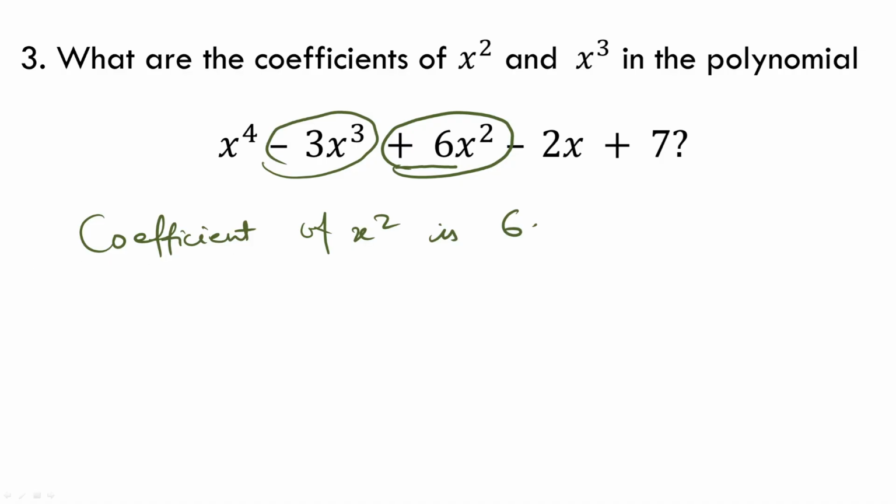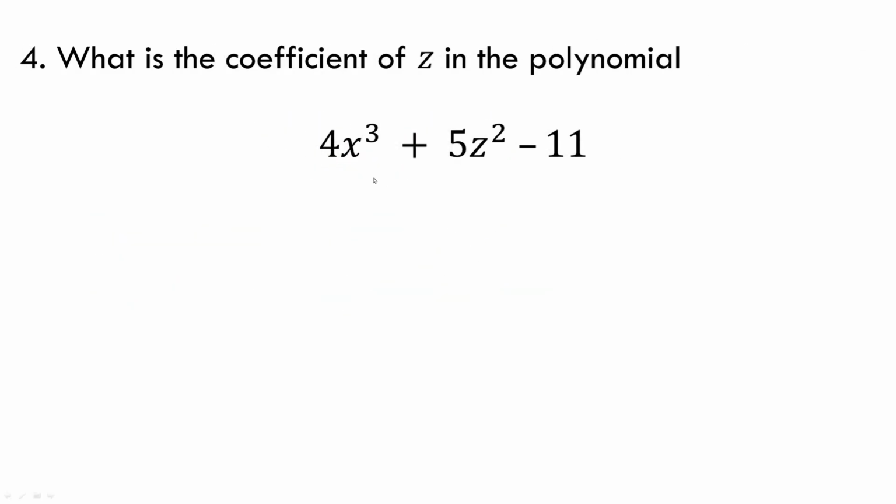And the next for x cube, it is coefficient of x cube. So here we can see 3, but there is a minus behind it, so we count both of it. So its coefficient is minus 3. This is, coefficient of x cube is minus 3.